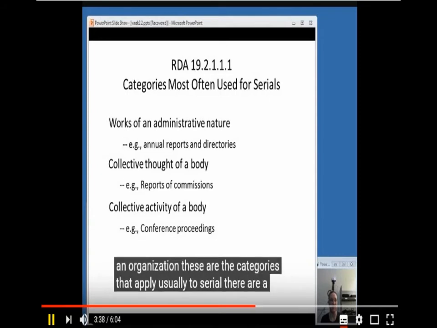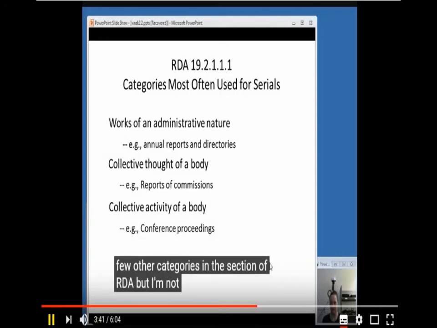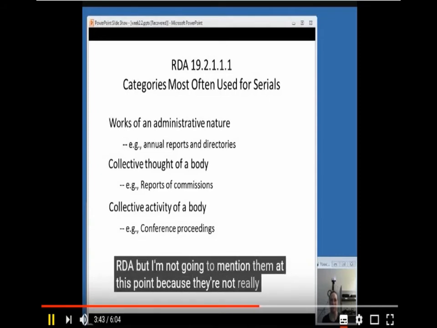There are a few other categories in this section of RDA, but I'm not going to mention them at this point because they're not really that relevant for serials.